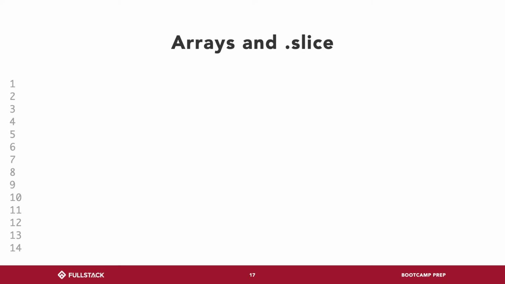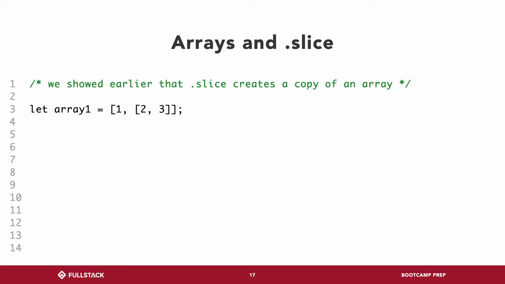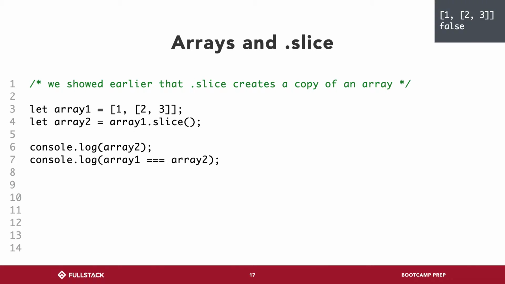Cool. So an array is in dot slice. We showed earlier that dot slice creates a copy of an array. Boom, they're not the same because this is a copy.